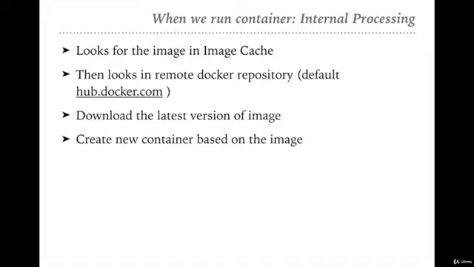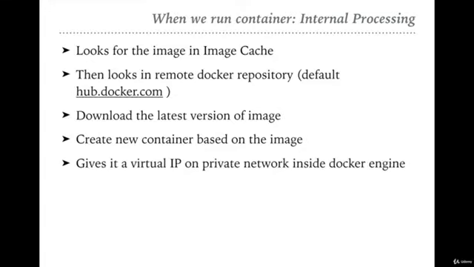Now, after this, based on the image it finds, it will start a new container. We have already seen all these things. From the networking point of view, Docker gives a virtual IP on the private network inside the Docker engine on which that container will execute. So Docker internally will assign an IP to that container.